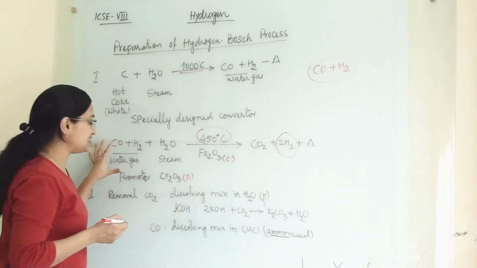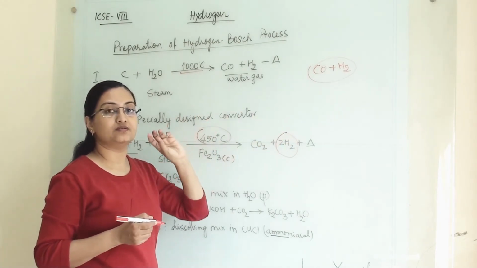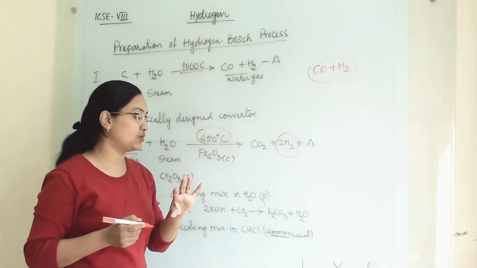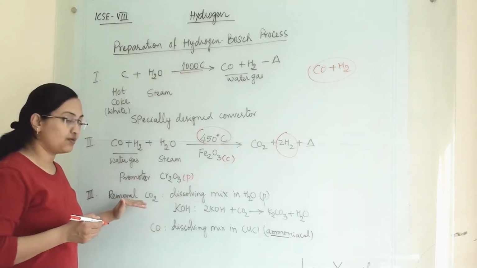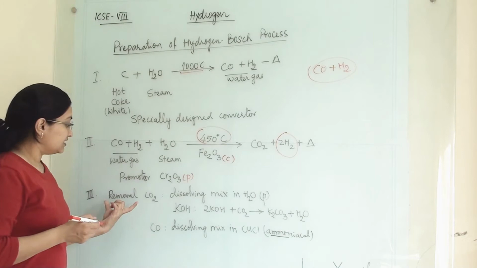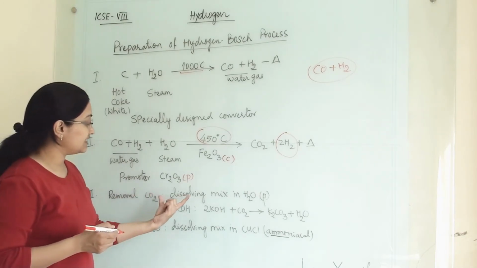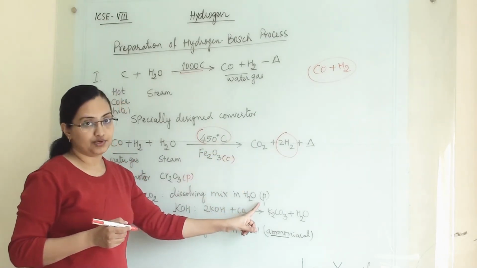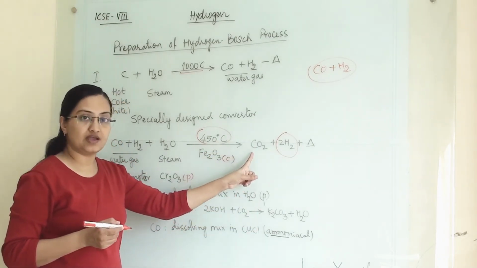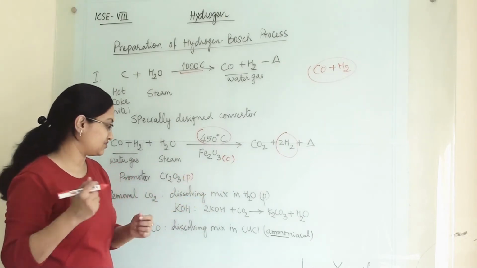So in the second step we will get our product, but this product is along with carbon dioxide and carbon monoxide. So in the third step we will eliminate these two. How can we eliminate these two? For carbon dioxide, how to remove carbon dioxide? We will dissolve this mixture in water under pressure. So what will happen is that carbon dioxide will get dissolved but hydrogen gas will not dissolve. So we will extract it.